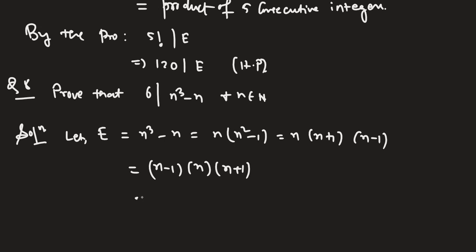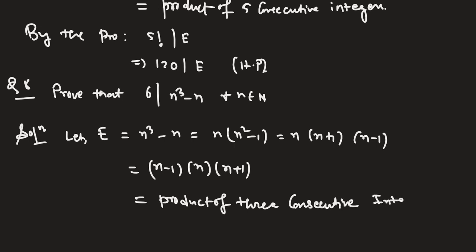So this is nothing but the product of 3 consecutive integers. So this is divisible by 3 factorial. So 3 factorial divides E, which implies 6 divides E. Hence proved.